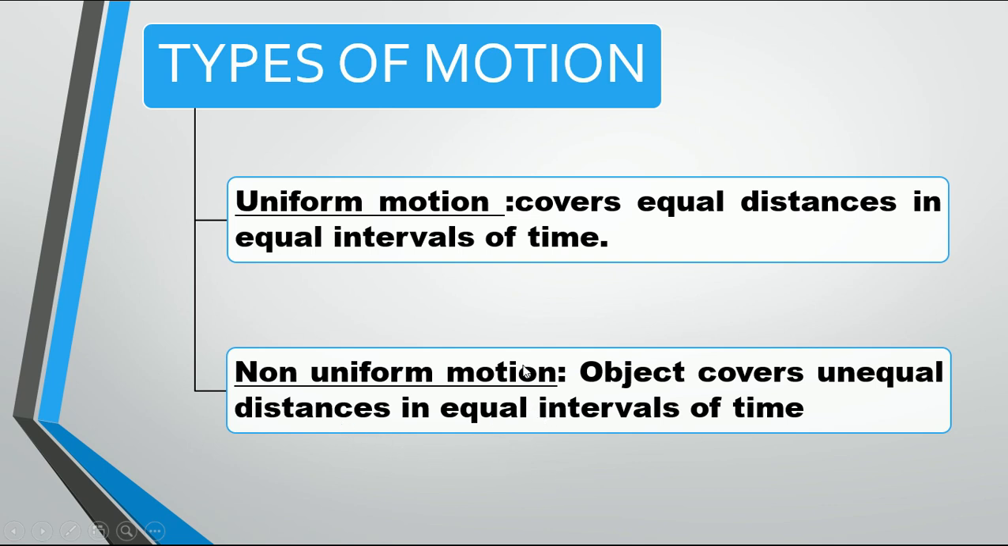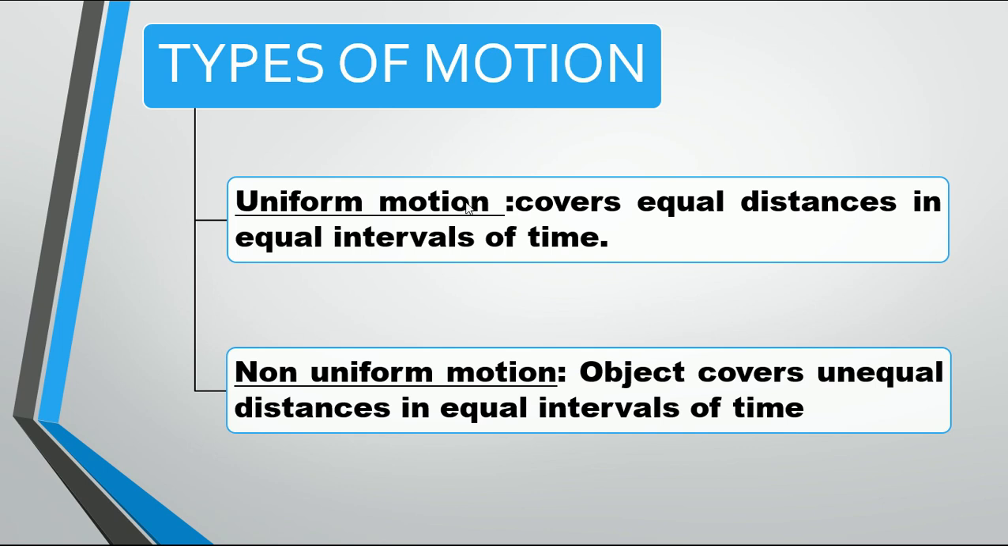What do you mean by uniform motion? If an object covers equal distances in equal intervals of time, then we say that an object is in uniform motion. So if I say that in the first second I travel 5 meters, in the next second also I travel 5 meters, in the third second also I travel 5 meters, that means in every second I am traveling 5 meters. That means I am in uniform motion.